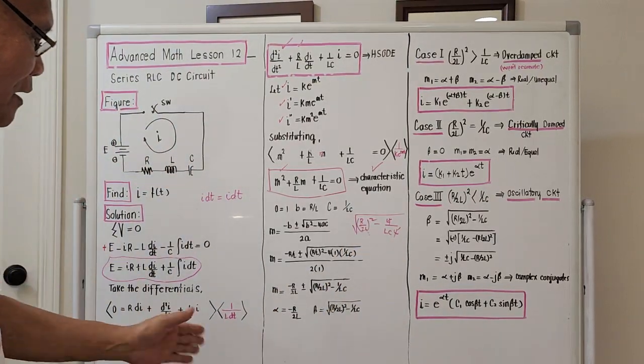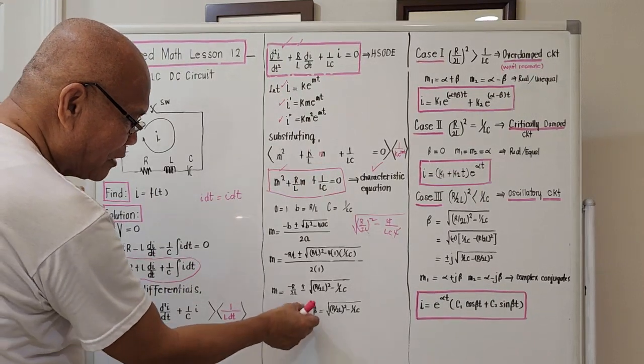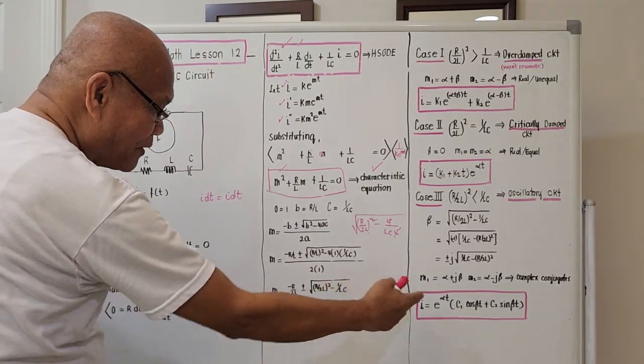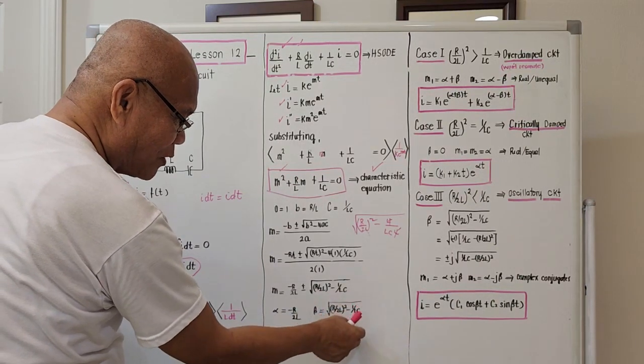Okay? And the value now, alpha will be minus R over 2L, and beta, the second part, is actually the square root of R over 2L quantity squared minus 1 over LC.